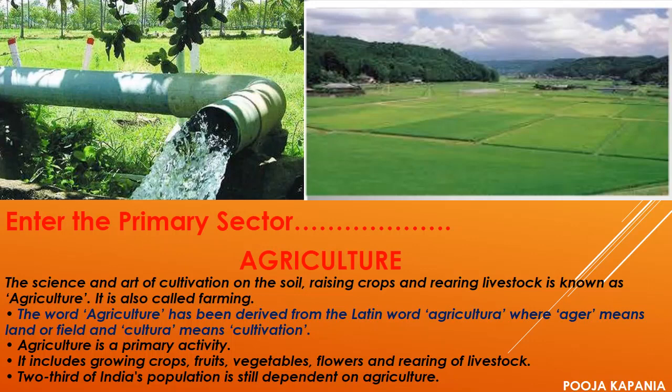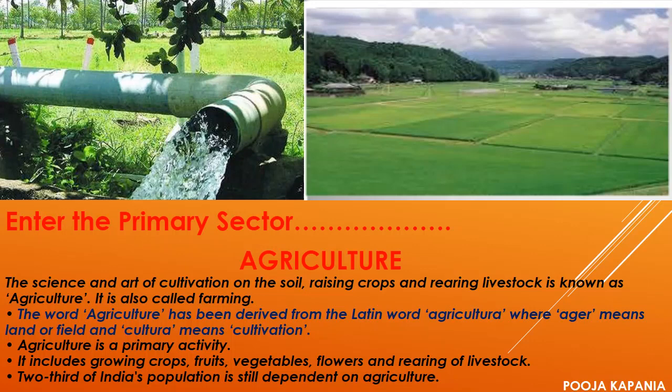When we talk about agriculture, my first question is, what is agriculture? The science and art of cultivation of the soil, raising crops and rearing livestock is known as agriculture. It is also called farming. The word agriculture has been derived from the Latin word agricultura, where ager means land or field and cultura means cultivation. The word agri means soil.